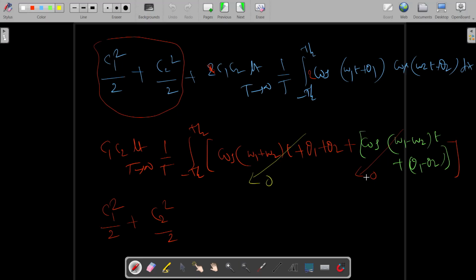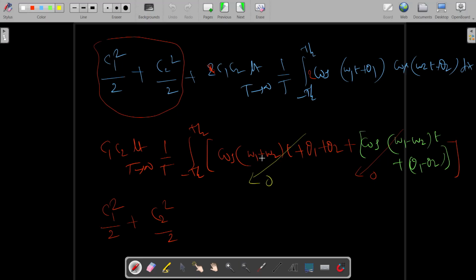But what if omega_1 is equal to omega_2? What happens to this? So this term is going to be 1, right? Omega_1 equal to omega_2 means this is cos 0. What is cos 0? It is 1. So you are left with cos(theta_1 minus theta_2), correct? So what I'm telling is, because omega_1 is equal to omega_2, this term is going to be 0, and we are left with only this term, and even this term is 0, right?